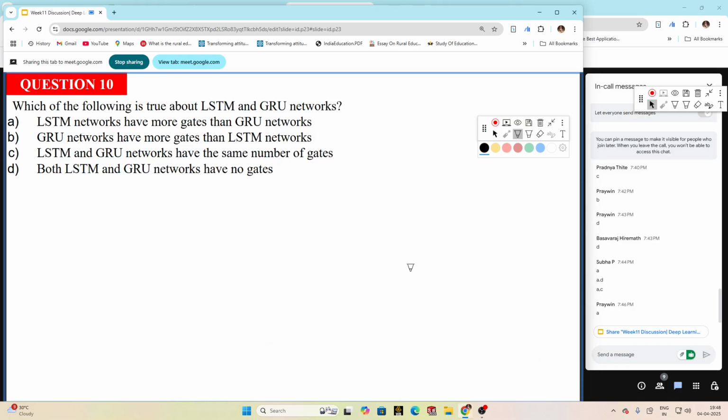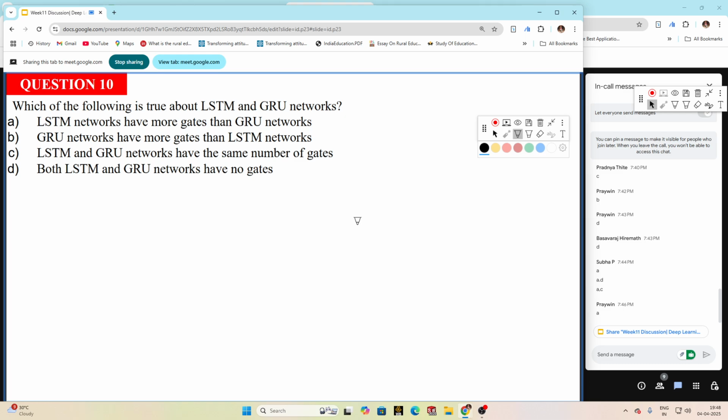Now, which of the following is true about LSTM and GRU networks? LSTM networks have more gates than GRU networks. GRU networks have more gates than LSTM networks. LSTM and GRU have the same number of gates. Both LSTM and GRU networks have no gates. Again, a very simple question.